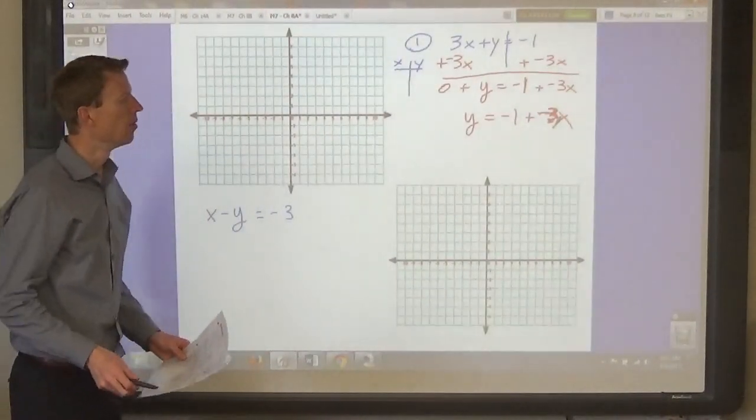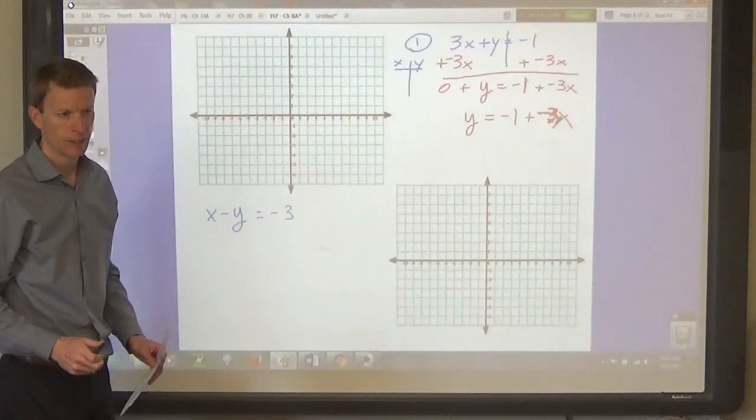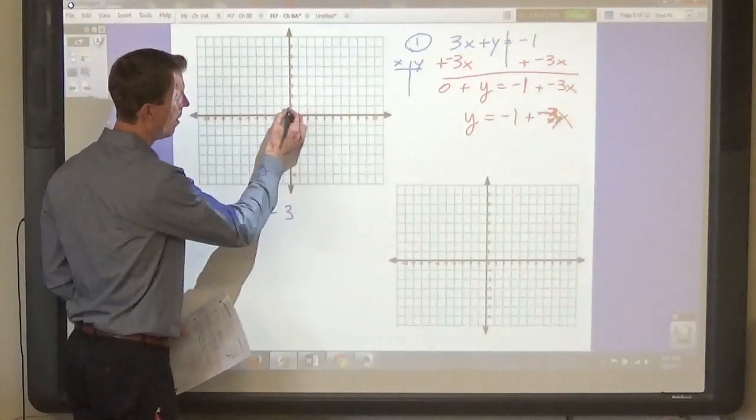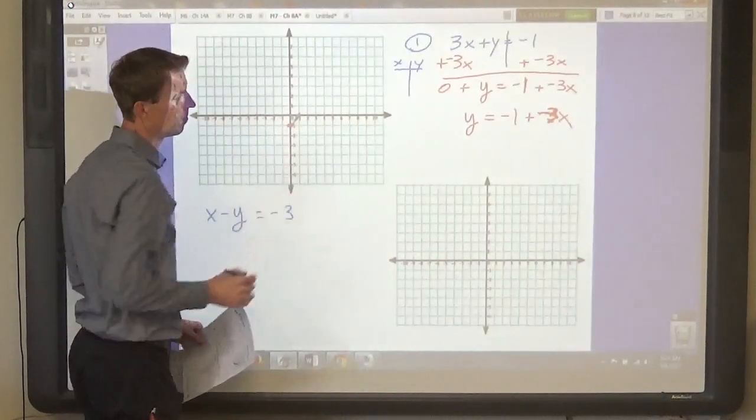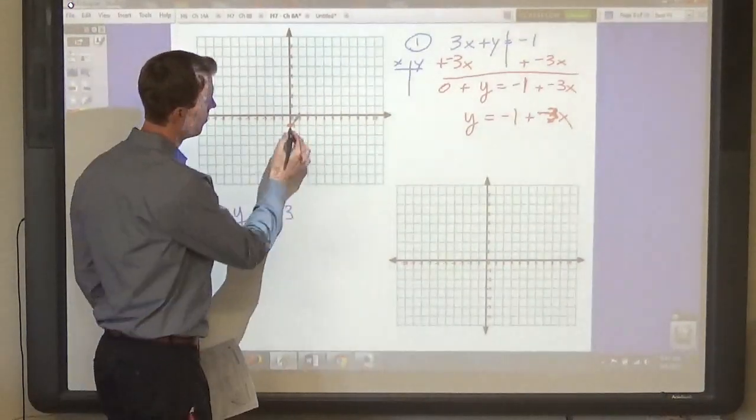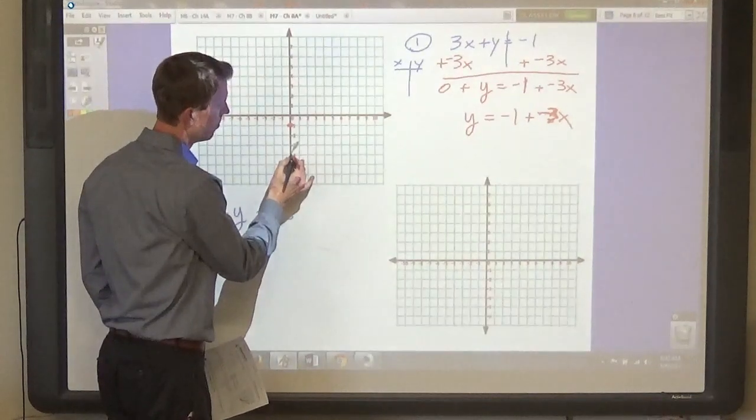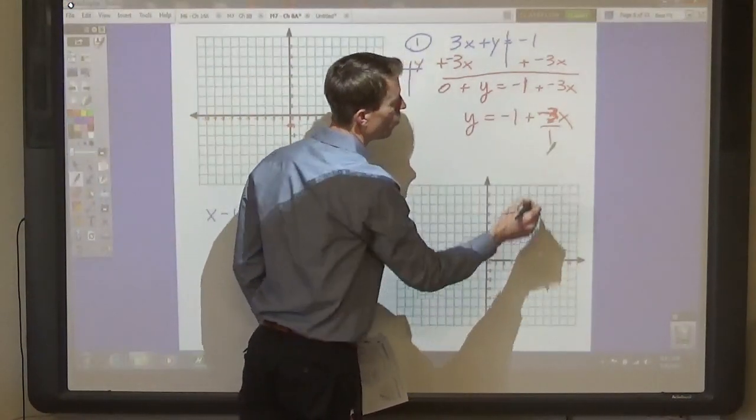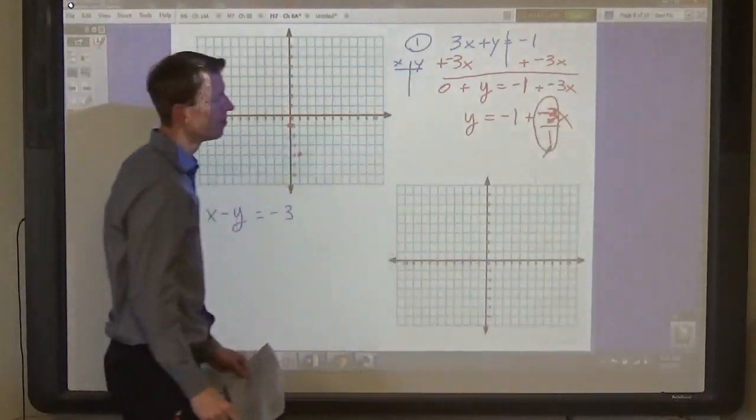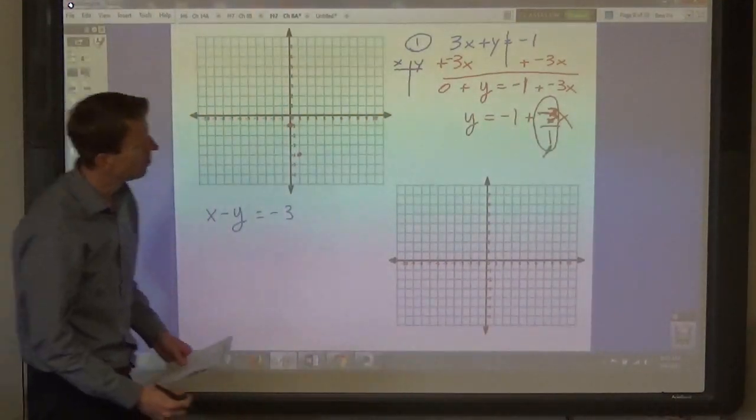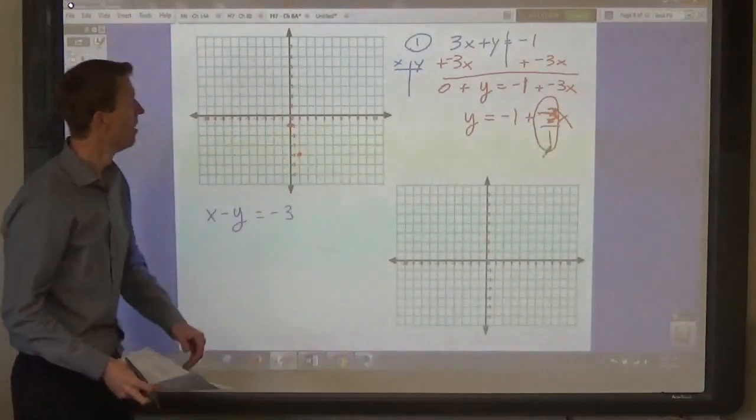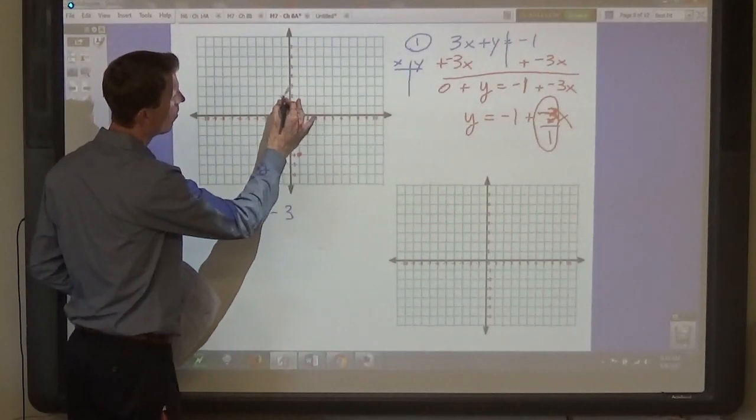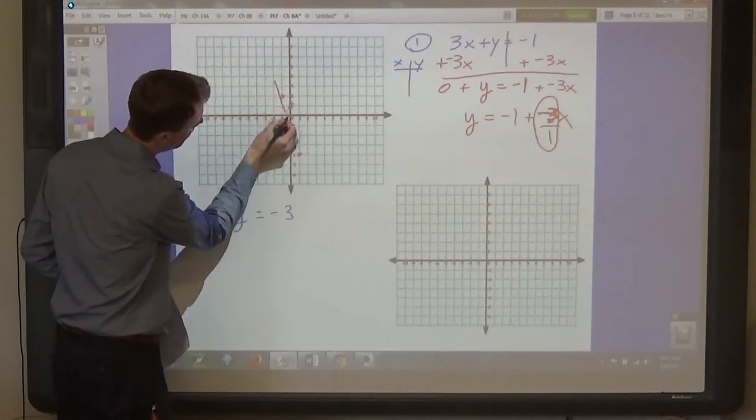So then, how do we graph this? You find negative 1 on the y-axis. Yep. Then you go down negative 3, and then over 1. Good. So negative 3 over 1 is the slope. Or we could go up 3 and over 1. Anyway, we can draw a line.